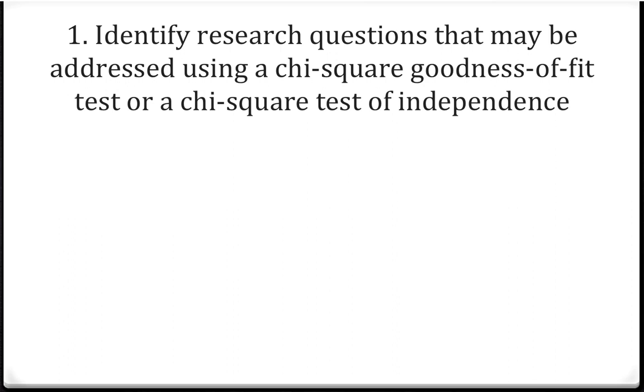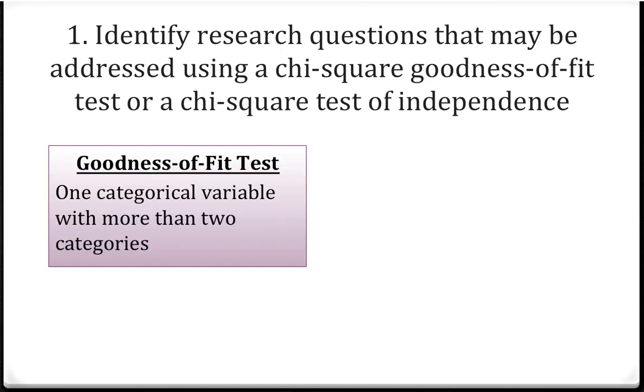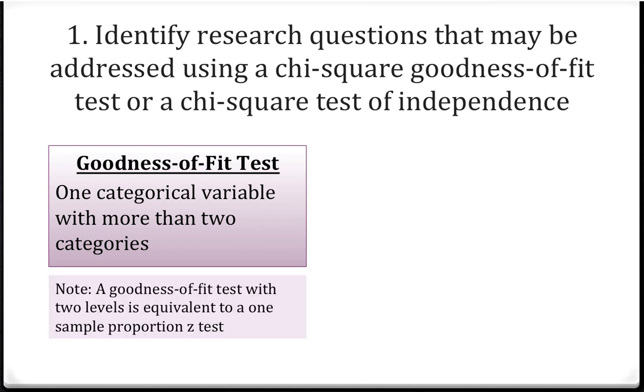Identify research questions that may be addressed using a chi-square goodness of fit test or a chi-square test of independence. A goodness of fit test is used when we have one categorical variable with more than 2 categories. Note that a goodness of fit test with just 2 levels is equivalent to a 1 sample proportion Z test. So what makes this different from the 1 sample proportion Z test that you've done in previous lessons is that now that categorical variable can have more than 2 categories or more than 2 levels.